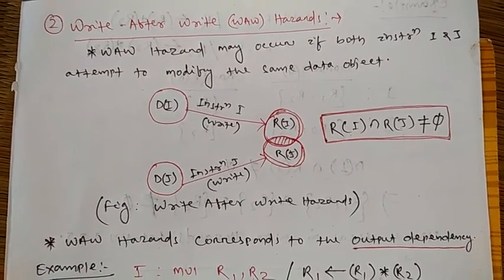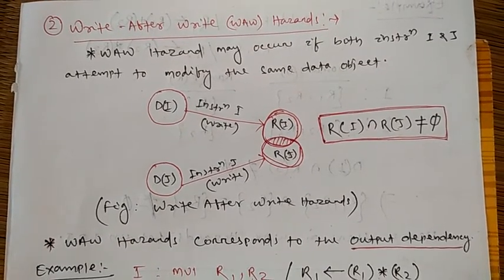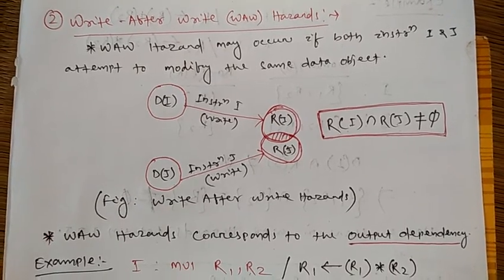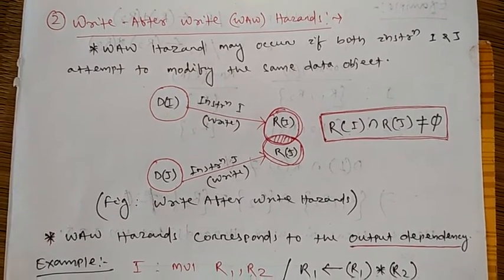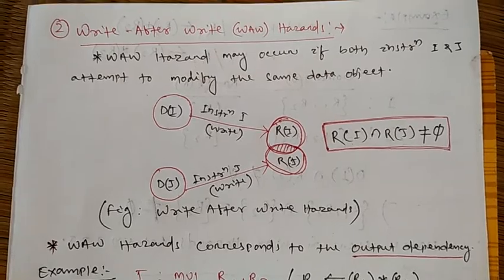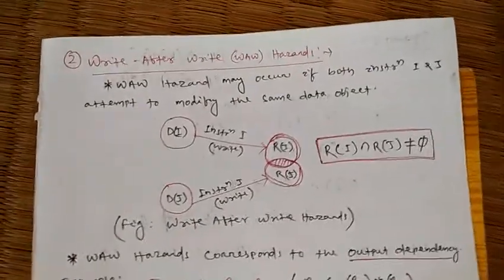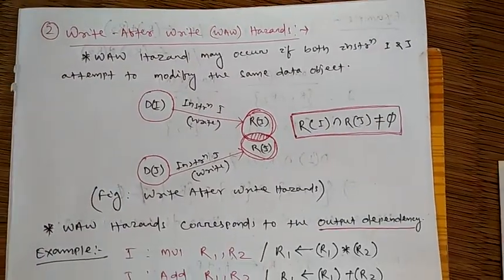And how can we achieve this? If we can stop the writing of instruction j into memory until instruction I finishes its job, then there will be no hazard. Okay, so this is all about your write after write hazards.